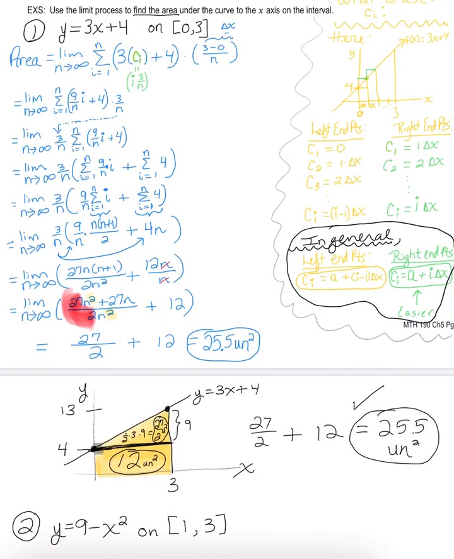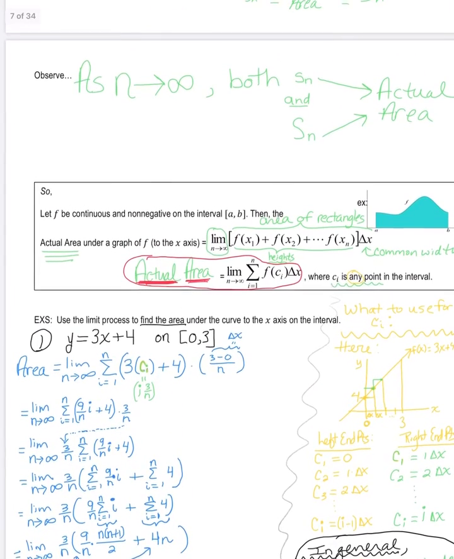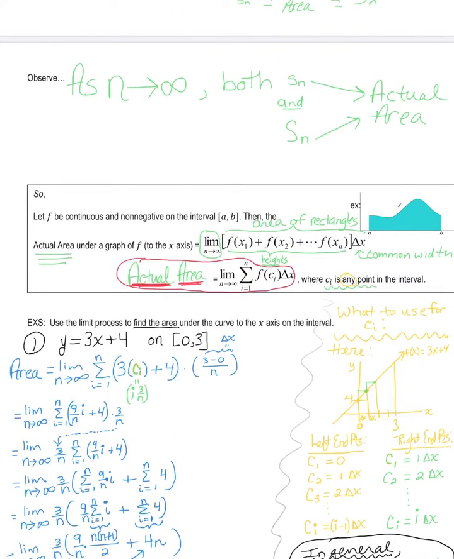So last time we used the limit process to find the exact area under the curve rather than just estimating the area under the curve with a finite number of rectangles. Instead, when we let n go to infinity, we take the limit of the Riemann sum, and then we're finding the actual area. So we're not using 4 rectangles or 10 rectangles or 100 rectangles. We're letting the number of those rectangles go to infinity. And when we take the limit of that sum, that gives us the actual area under the curve.